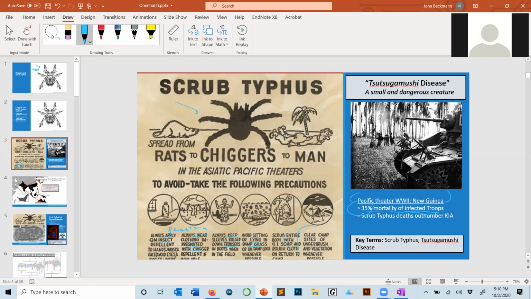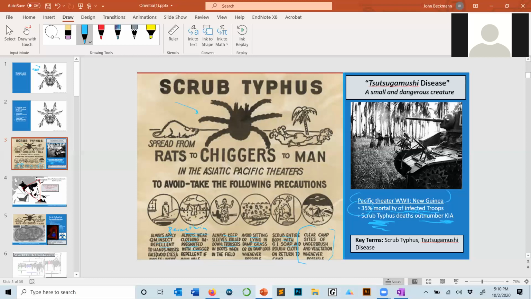The most effective way that they were able to get rid of scrub typhus in the regions they were working in was they would literally just burn all the vegetation, burn it down and clear an area. And if you cleared the area, then the scrub typhus would go away. But scrub typhus deaths outnumbered deaths killed in action in the Pacific Theater. So it's a very interesting disease.